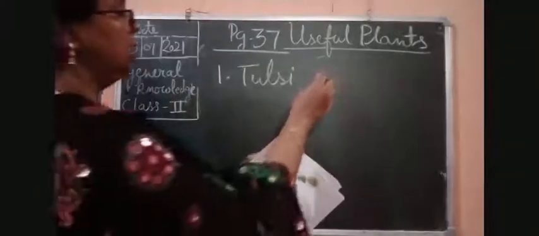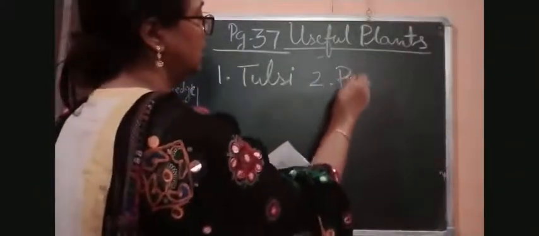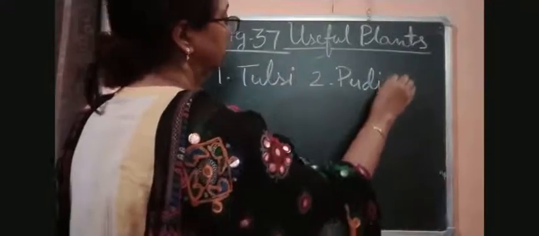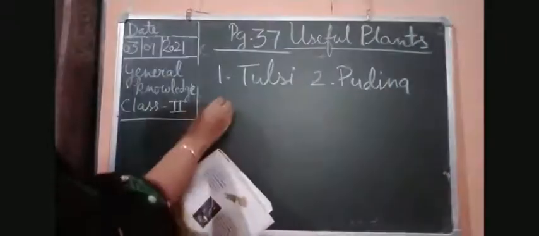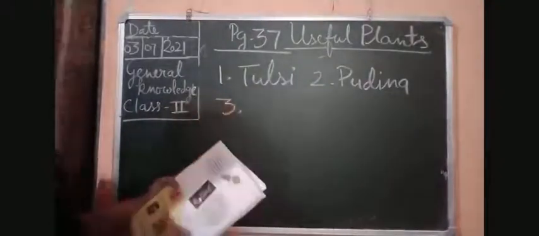Okay, at number 2 you can see this is pudina, mint leaves. Okay, this is called mint leaves. You can see at the second number mint leaves, or in Hindi you can say pudina, and at third number is amla. At third number we are going to write amla.